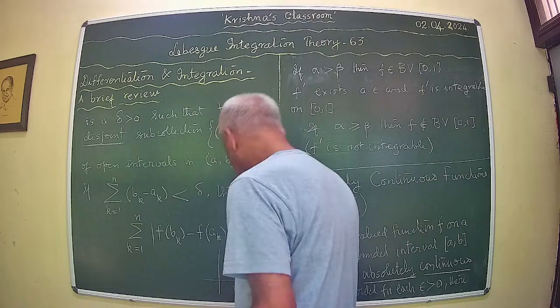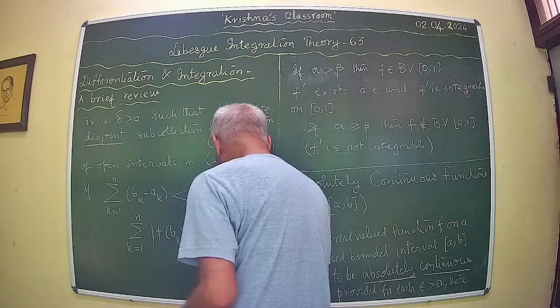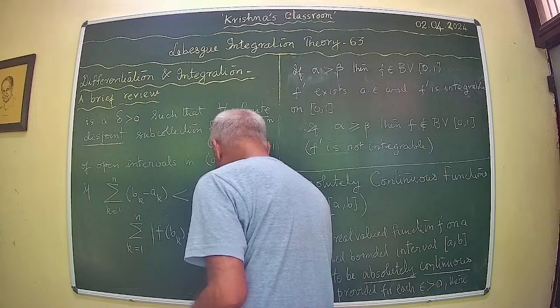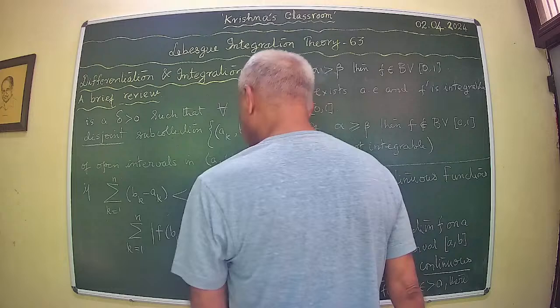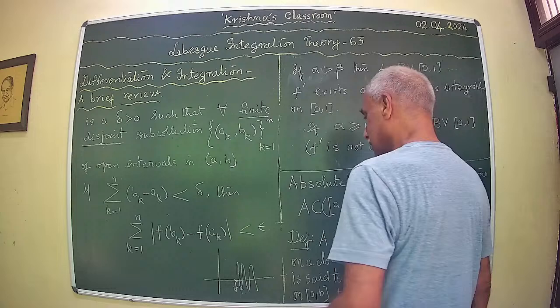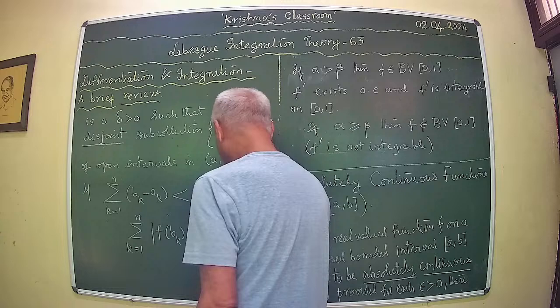Now you see that if you take a delta interval, which is controlled in delta, and if you take only the endpoints, then the difference between the values of f at those points can be made small, because by continuity you can do that. But then you want some more stringent restriction on this, namely, suppose you were to demand that it is true for such a collection of disjoint intervals, this happens.